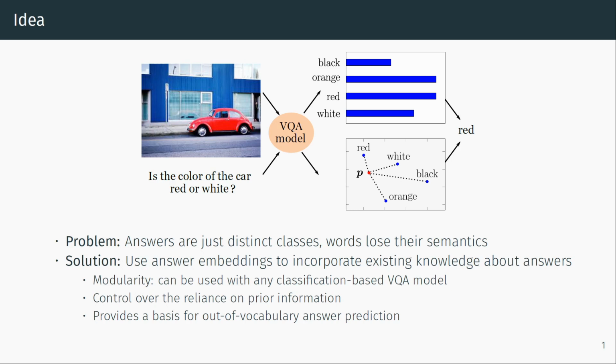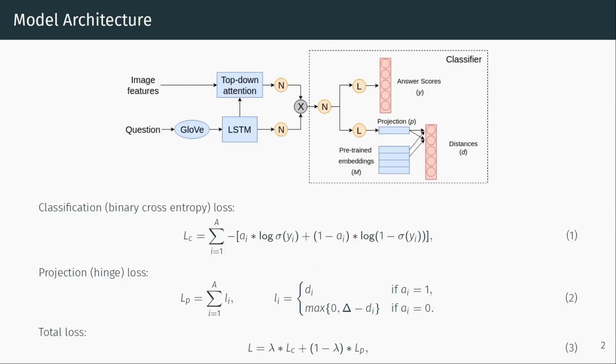To tackle this problem, we introduce a novel method to inject prior knowledge about answers into a model. We supplement a typical classification objective with the regression branch, where we learn a mapping into an answer representation space. This technique can be applied to any classification-based model. It allows us to control the reliance on prior knowledge by balancing the weights of two training objectives. And it also provides a basis for an open set answer prediction.